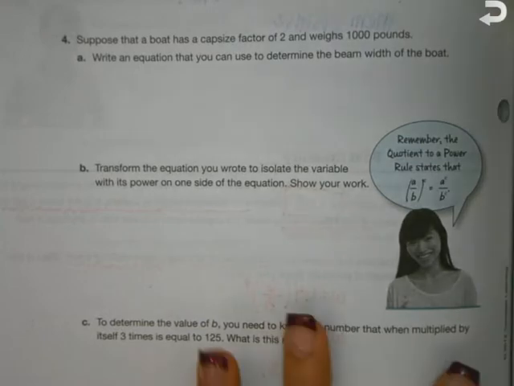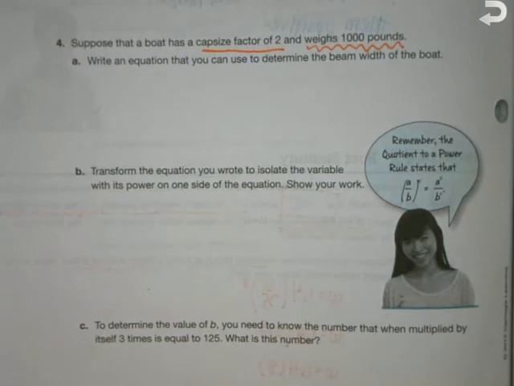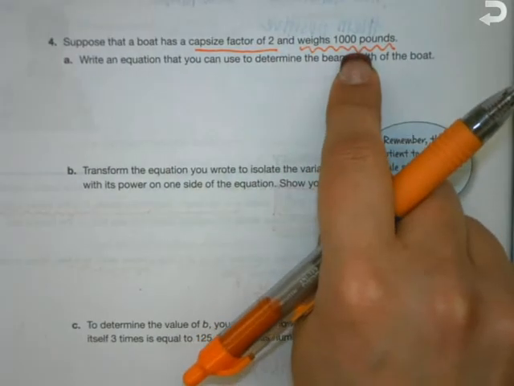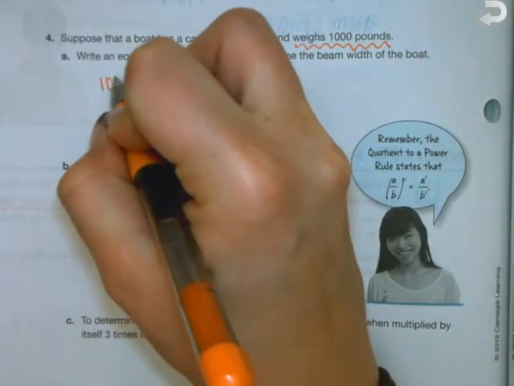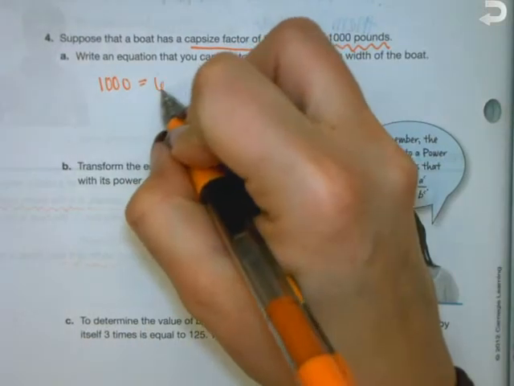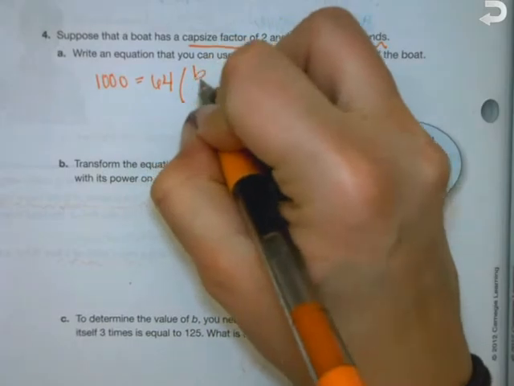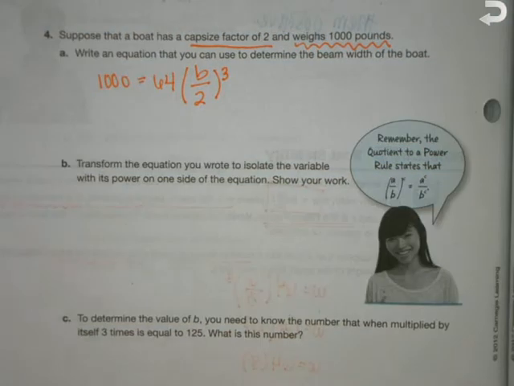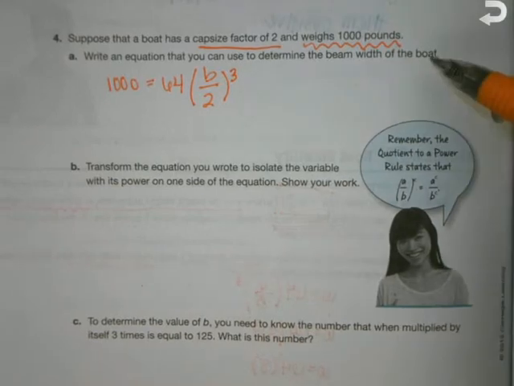Suppose that the boat has a capsize factor of 2, and we know that it weighs 1,000 pounds. So what don't we know in this case? The beam width. So where are we going to plug in the weight? In W. So this is going to be 1,000 equals 64 times, do we know what B is? No, so keep it as B over what? Over 2, and all of that is being cubed. That's all they wanted for number 4, part A. They wanted us to write an equation to determine the beam width of the boat, so just plug everything in.